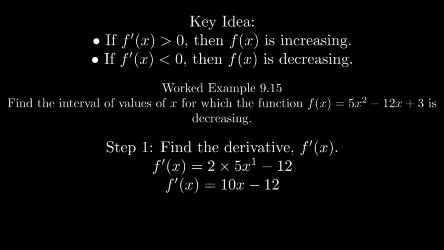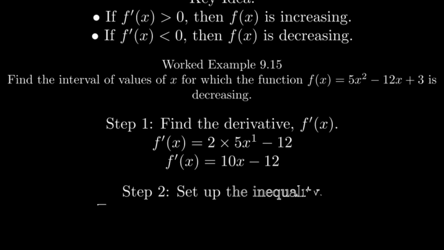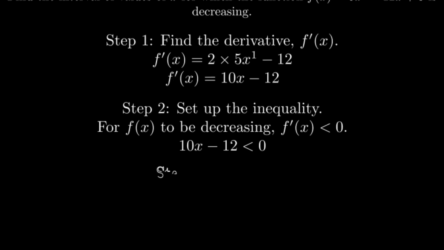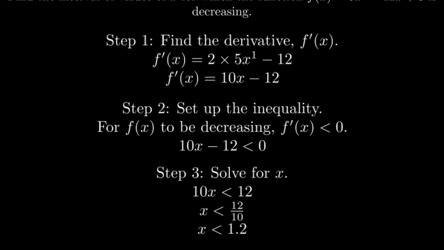We want to know where the function is decreasing. This happens when the gradient is negative. So we need to solve the inequality f prime of x is less than 0. That means we need to solve 10x minus 12 is less than 0. This is a simple linear inequality. We add 12 to both sides to get 10x is less than 12. Then we divide by 10 to get x is less than 1.2. So our function is decreasing for all values of x less than 1.2.